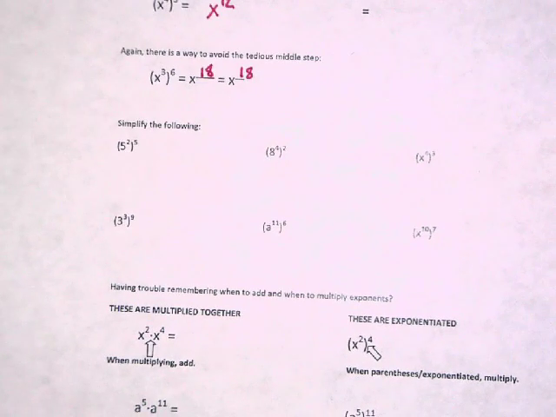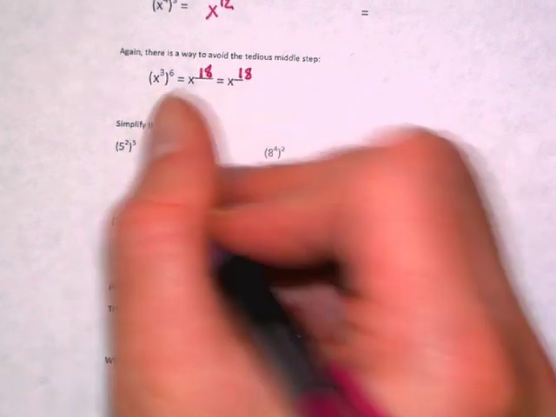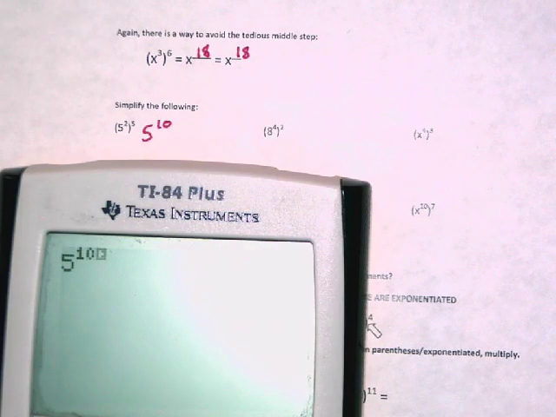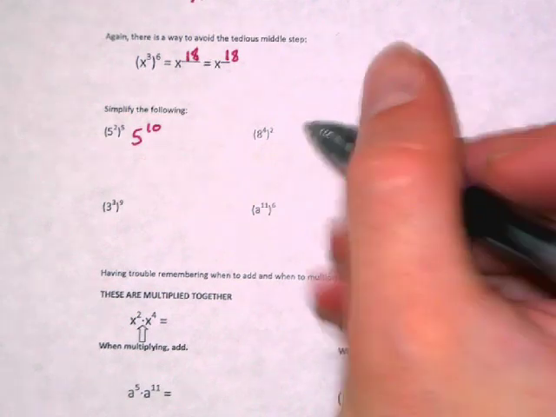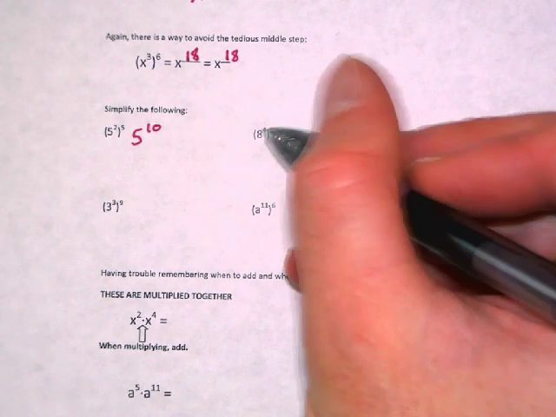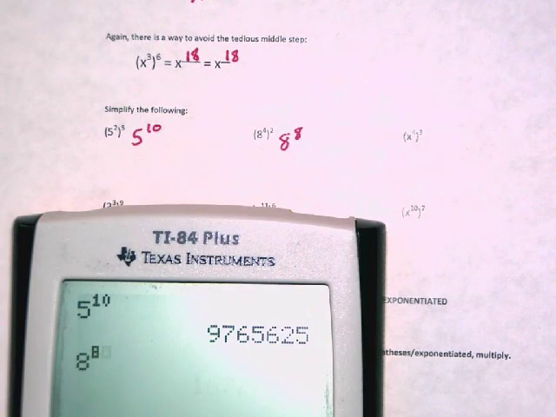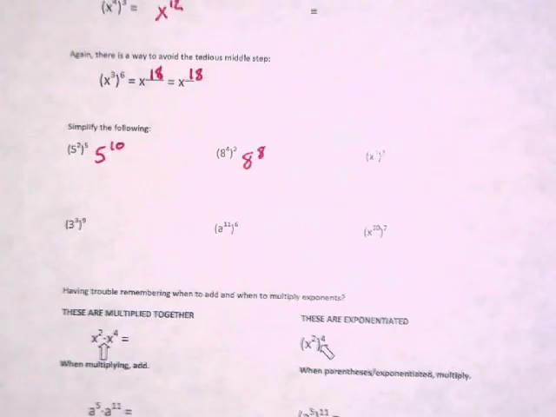Same rule as far as simplifying it if it comes out to be less than 1 million. So if you move down to these examples, 5 to the 2nd raised to the 5th, 2 times 5, so 5 to the 10th. If we go check that one in the calculator, it comes out to be over 1 million, 9,700,000 something thousand. So we will leave it as 5 to the 10th. Next one, 8 to the 4th raised to the 2nd. So 4 times 2, 8 to the 8th. See what that one is in the calculator. Once again, over 1 million, 16 million. We'll leave it like it is.